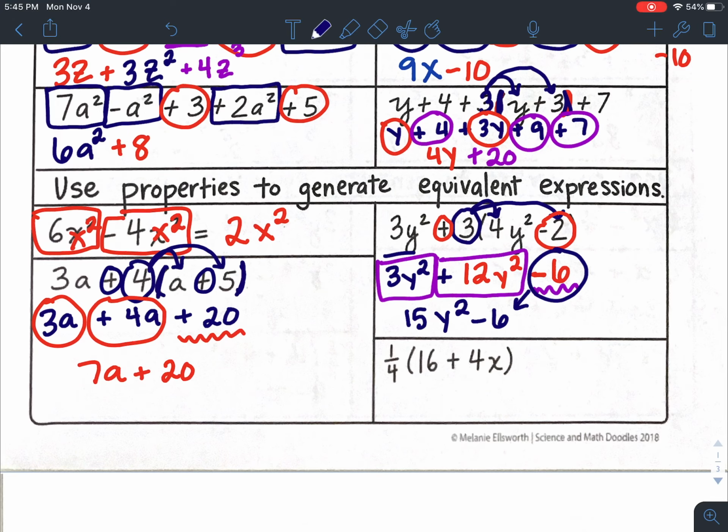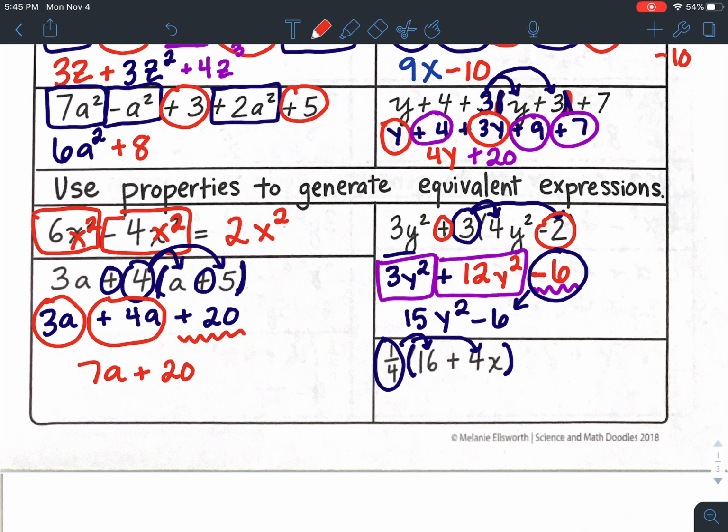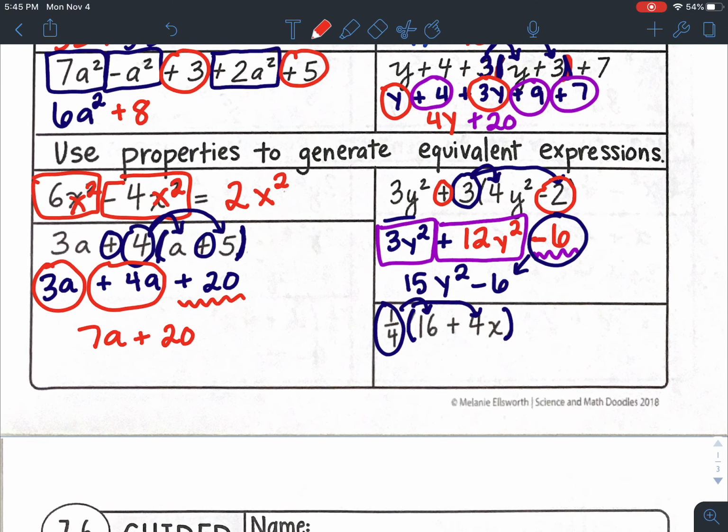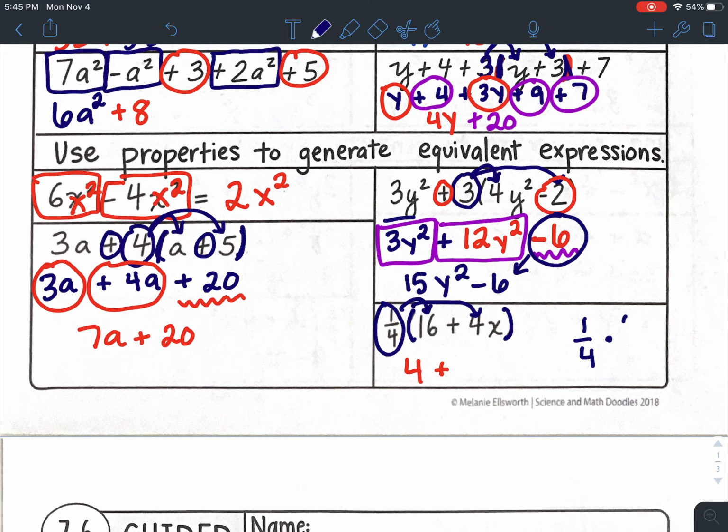The next thing I have is 1/4 times 16 plus 4x. And again, I want to distribute this to both parts of that parentheses. So the first thing I have is 1/4 times 16. And remember, we've talked about multiplying fractions with whole numbers. So I have 1/4 times 16 over 1, which gives me 16 over 4, which is the same thing as 4. So here I have 4 plus, if I get rid of this, I have 1/4 times 4x over 1.